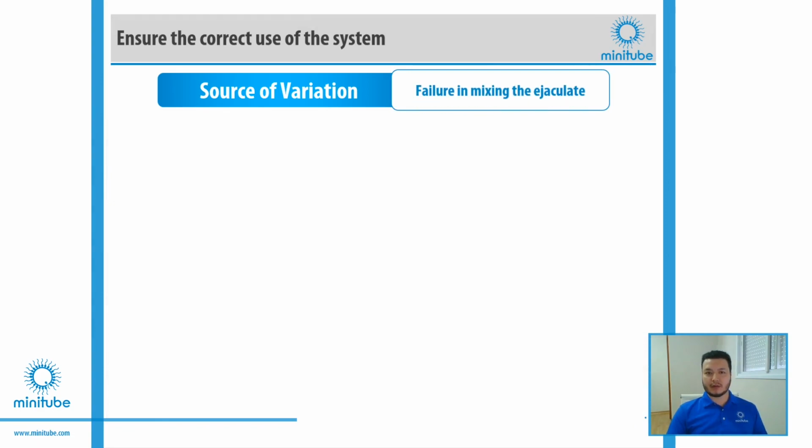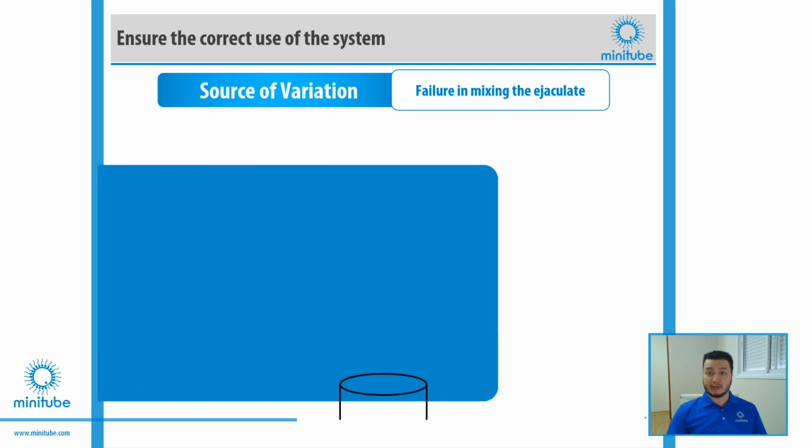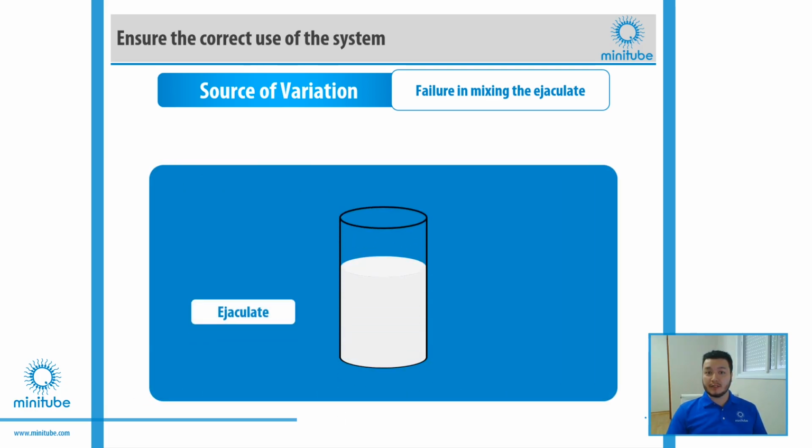Failure in mixing the ejaculate. One of the first steps in the sample preparation is the mixing of the ejaculate, and many people fail in this primordial step. Here is an example of an ejaculate, only to show you what happens if you keep it static for longer than a minute.